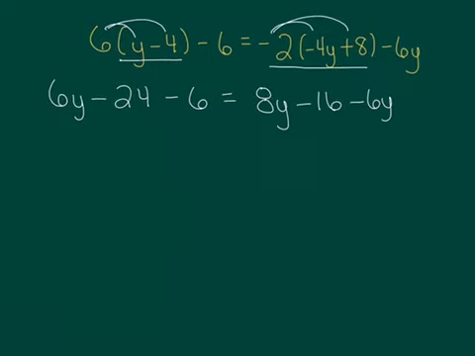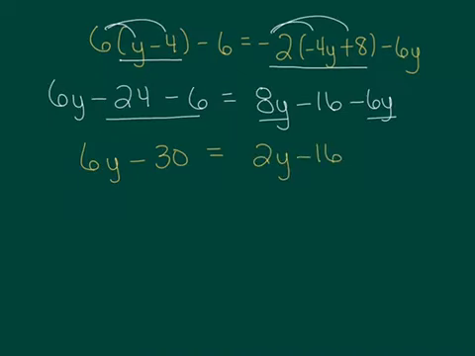Now over here on the left hand side I have two constants that I can combine together. So that's going to give me 6y minus 30 on the left. And then on the right hand side I have two y's that I can combine together. So I have an 8y and a negative 6y, which gives me 2y minus 16.